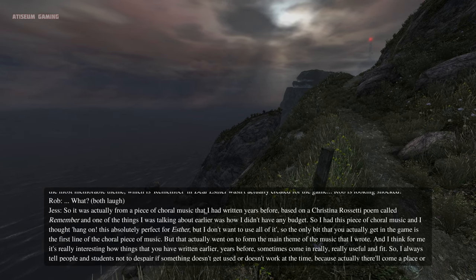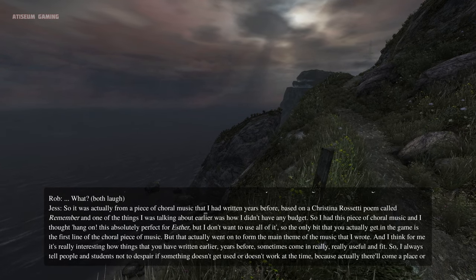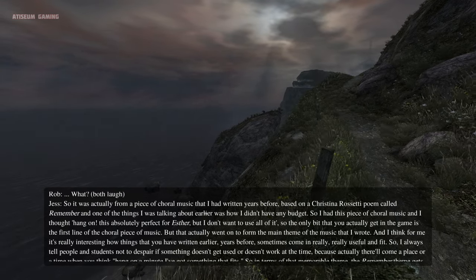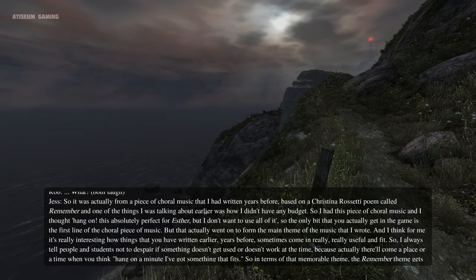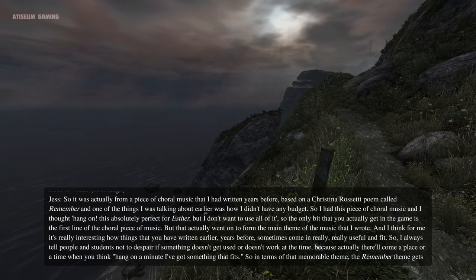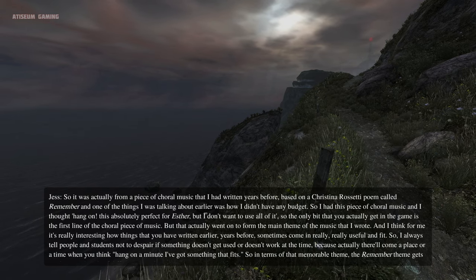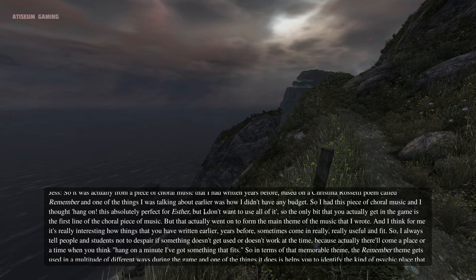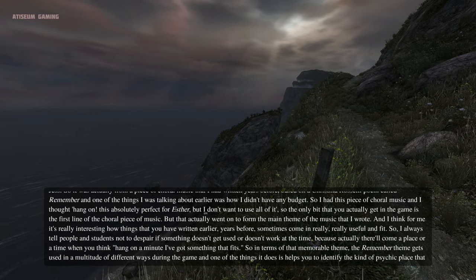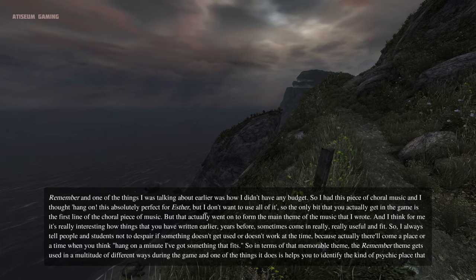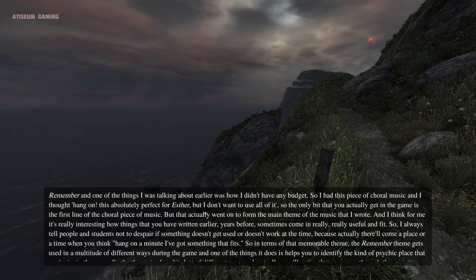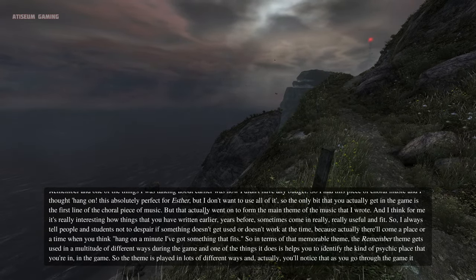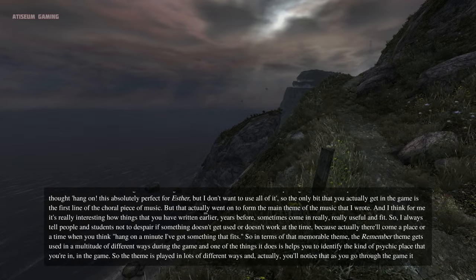Rob's looking shocked. So it was actually from a piece of choral music that I'd written years before, based on a Christina Rossetti poem called Remember. And one of the things I was talking about earlier was how I didn't have any budget. So I had this piece of choral music and I thought, hang on, this is absolutely perfect for Esther, but I don't want to use all of it. So the only bit that you actually get in the game is the first line of the choral piece of music. But that actually went on to form the main theme of the music that I wrote.